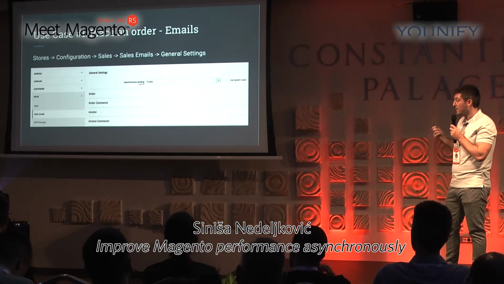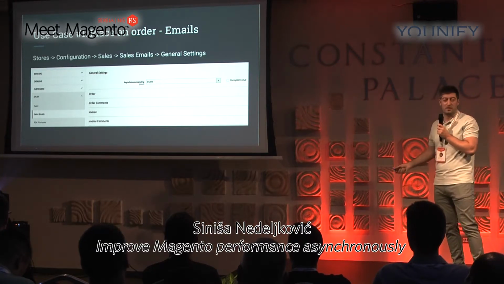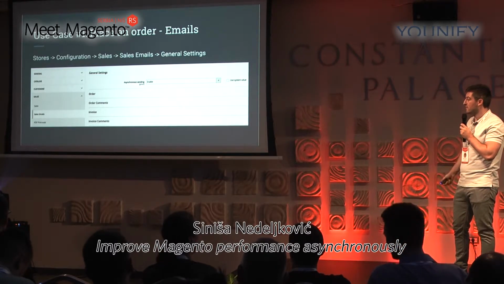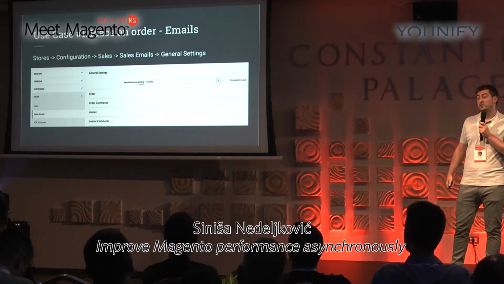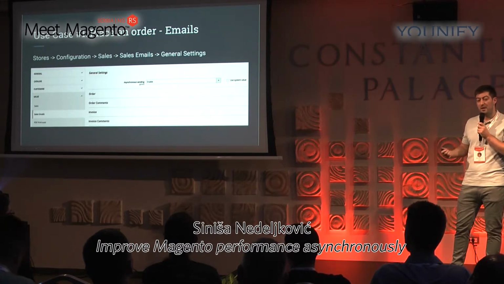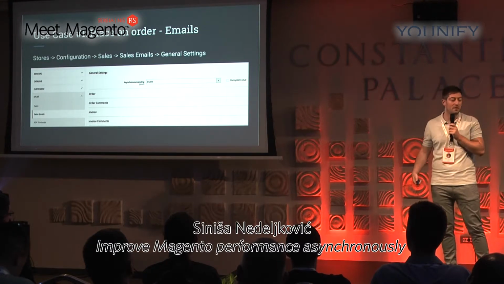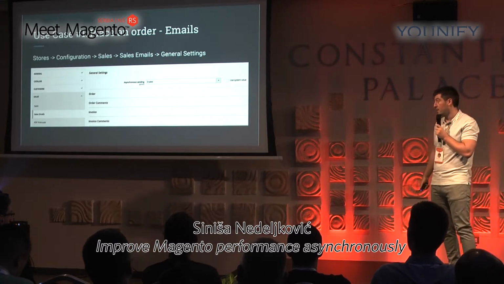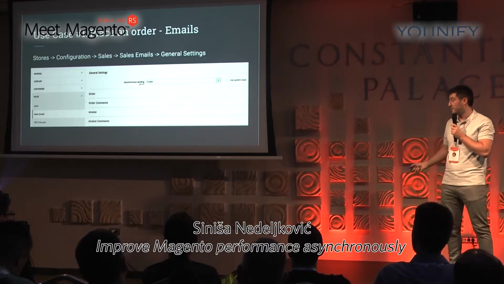First one is emails. In Magento 2, Community Edition and Enterprise, there is one option for asynchronous sending of email notifications, because there is no reason to send email confirmation notifications immediately after the order is placed. It can be done 10 seconds later, 1 minute later. It's not a mission critical thing. So this should be used on a production environment.